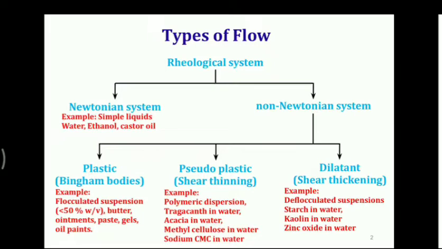Second, the pseudoplastic system is also called a shear thinning system. Examples of pseudoplastic systems are polymeric dispersions like tragacanth in water, acacia in water, methyl cellulose in water, and sodium CMC, that is carboxymethyl cellulose, in water. And the third is the dilatant system, also called the shear thickening system. The examples are deflocculated suspensions like starch in water, kaolin in water, and zinc oxide in water.